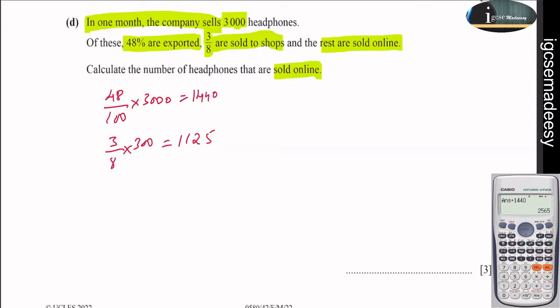So this is actually the total of exported and sold in the shop. So if I subtract it from 3000, I'll get the number of headphones sold online. So 1440 plus 1125, I have to subtract that from 3000. I'll get my answer, that is 435.